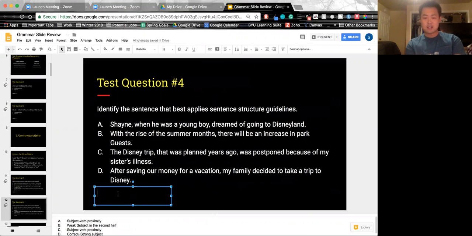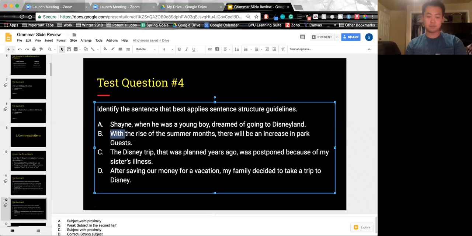This is kind of weird because a lot of these have strong subjects. Let's see. The reason why B is wrong is because with the rise of the summer months, that's kind of a dependent clause or introductory phrase. That's good. But in the next clause, the subject in the statement is actually there. So there will be an increase in park guests. I know B is automatically wrong because that doesn't use a strong subject.